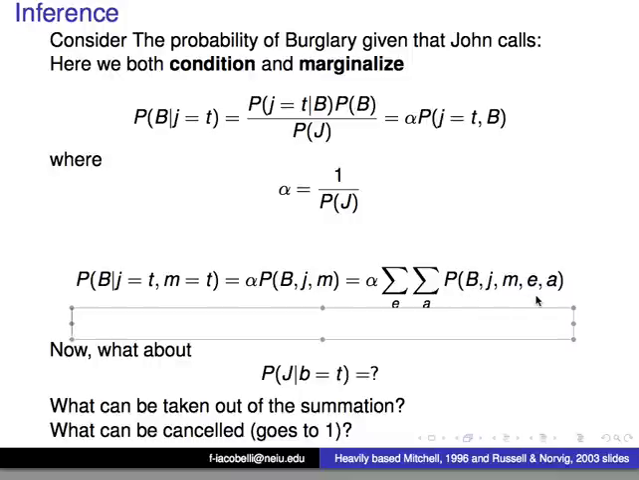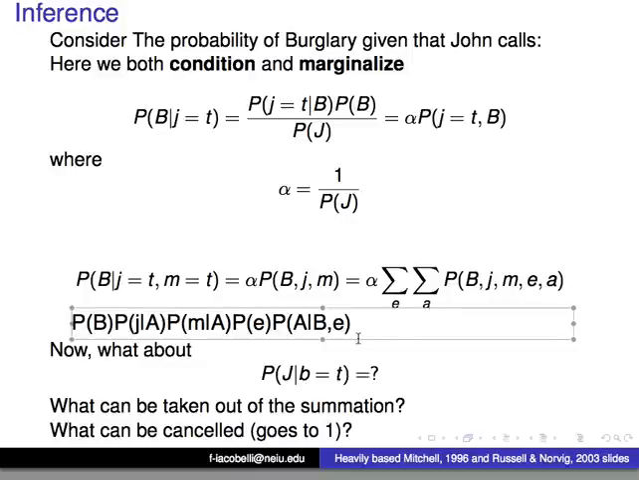This probability here is the probability of B, times the probability of J given its parents, which is alarm, times the probability of Mary calls given alarm, times the probability of earthquake, times the probability of alarm given its parents, which are burglary and earthquake. This is what goes in here. Each term gets converted into the probability of the node given its parents. Now, before this, there is a summation over E and A.